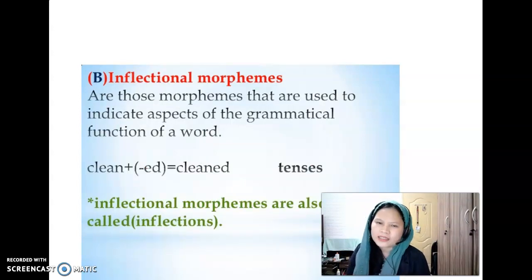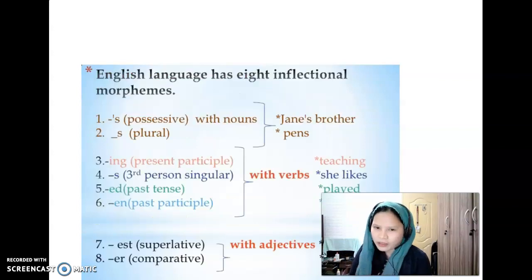And the other one is the inflectional morpheme. These are morphemes that can be used to indicate an aspect of the grammatical function of a word. So the word remains the same when you say clean and then you add ed. The only change is the tense. We can also have another example for pluralization. I'll give you an example of that one. This can also be called inflections. So here are the examples. We have 8 different ways to do the inflectional morphemes.